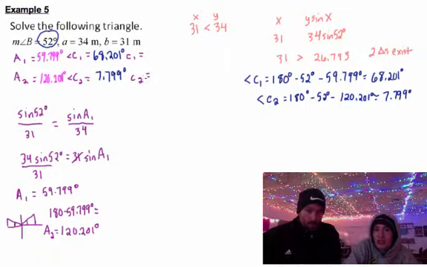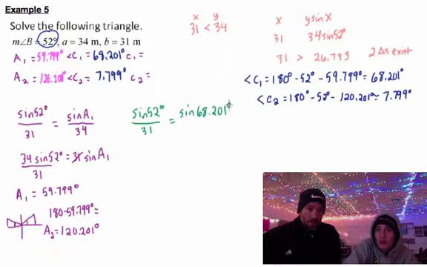So to find C1 here, we need to set up our law of sines. So use what you know. Use what we started with. Sine of 52 over 31 equals sine of 68.201 over C1. Cross multiply and solve that.